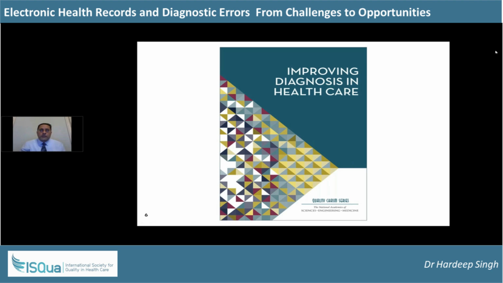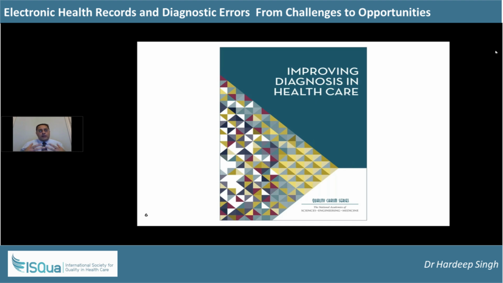Okay, no worries. So this report, Improving Diagnosis in Healthcare, literally put all this problem together. It's the third in the series of the quality chasm reports that came from the Institute of Medicine, which is now called the National Academies of Science, Engineering, and Medicine, and really highlights the problem of diagnosis in healthcare. And it says most Americans will get a wrong or late diagnosis at least once in their lives.